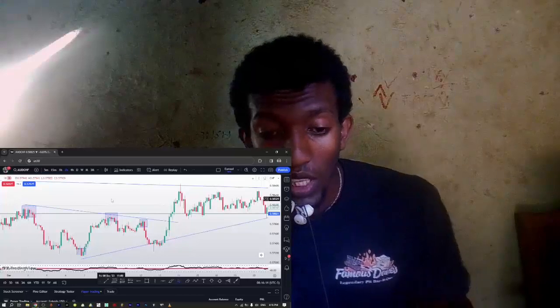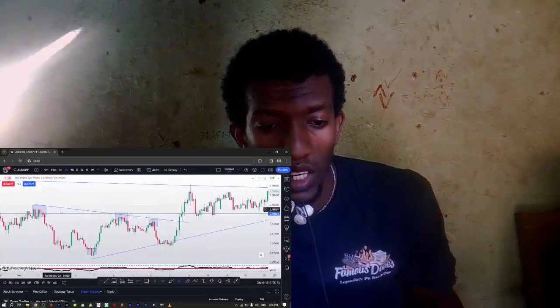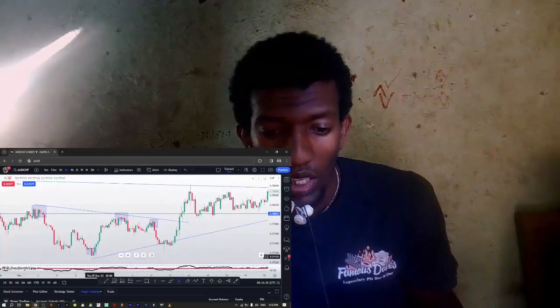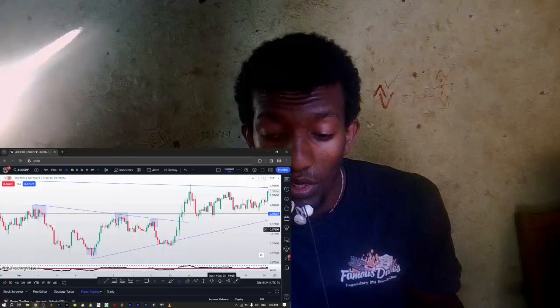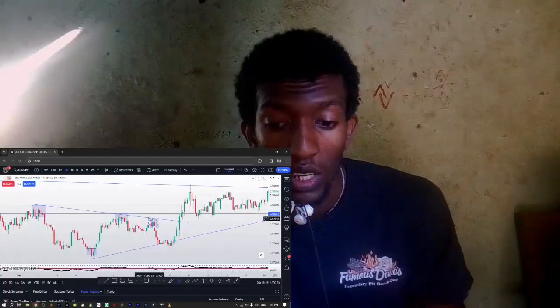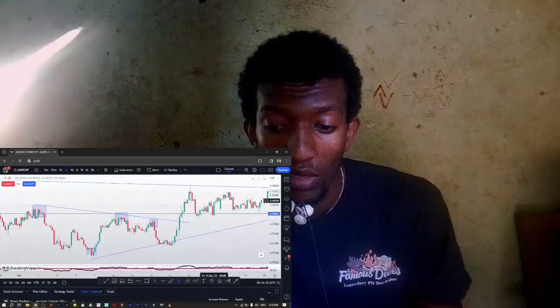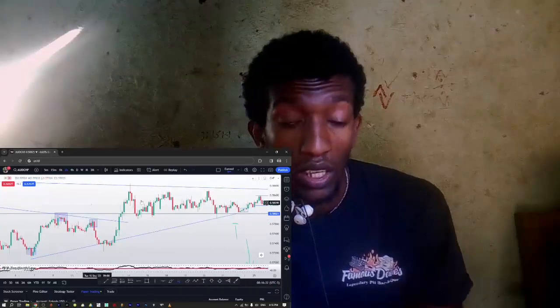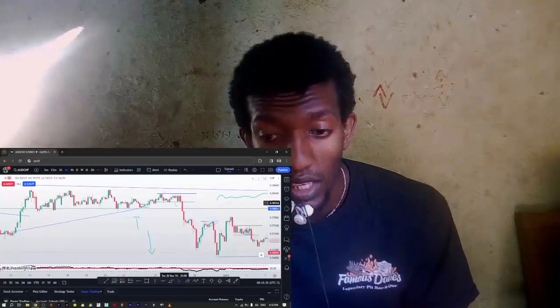The simplest way to identify the trend is just to use trend lines. In this case, we are bearish. In this case, we are bullish. The trend line is sloping upward. This one is sloping downward. But here it broke it and now it's sloping upward. We are bullish, right? So the simplest way to determine the trend is to use trend lines.